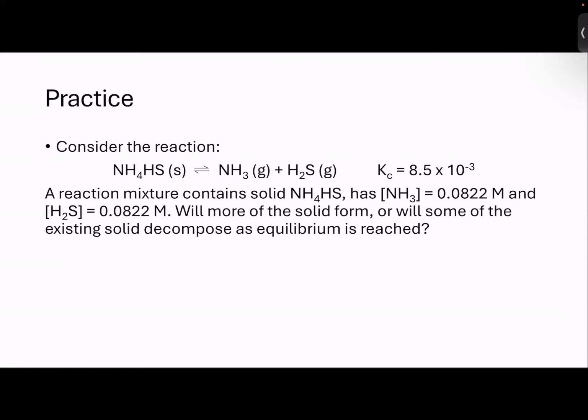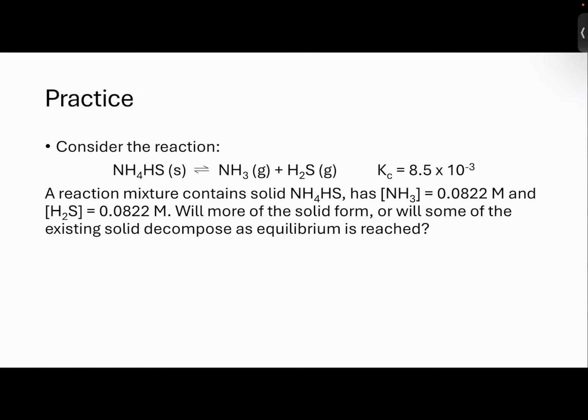So let's look at an example. Consider the reaction where ammonium hydrogen sulfide goes to form ammonia and hydrogen sulfide. The Kc for this expression is 8.5 times 10 to the minus 3. Your reaction mixture in the laboratory contains solid ammonium hydrogen sulfide. It contains 0.0822 molar of ammonia and 0.0822 molar of hydrogen sulfide. Will more of the solid form, or will some of the existing solid decompose as equilibrium is reached?